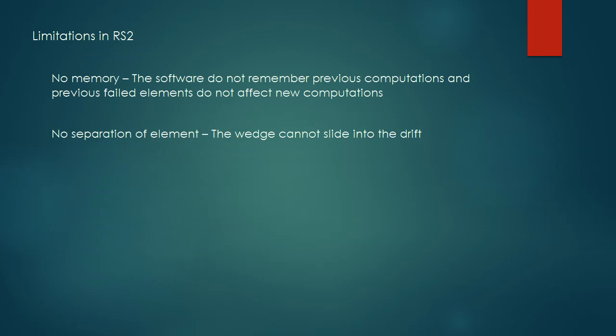There are limitations in RS2. The software does not have any memory between the different stages computed. If there are a lot of failed elements in stage 1 where level 960 is being excavated, and then you move on to the next stage, which is excavation of level 990, the software does not remember the previously failed elements, and this might affect the results. RS2 uses the finite element method. It does not allow for separation of elements, and therefore the wedge cannot slide into the drift.